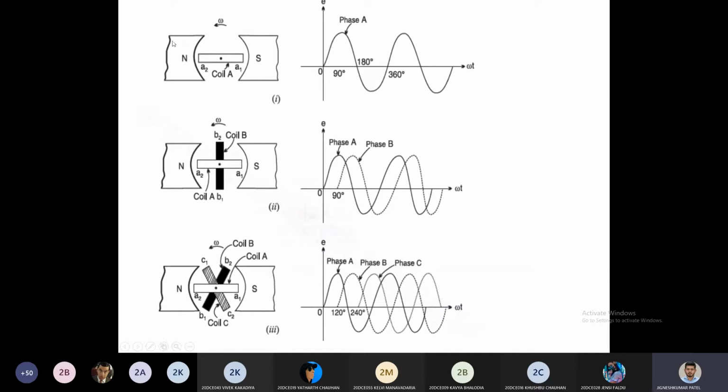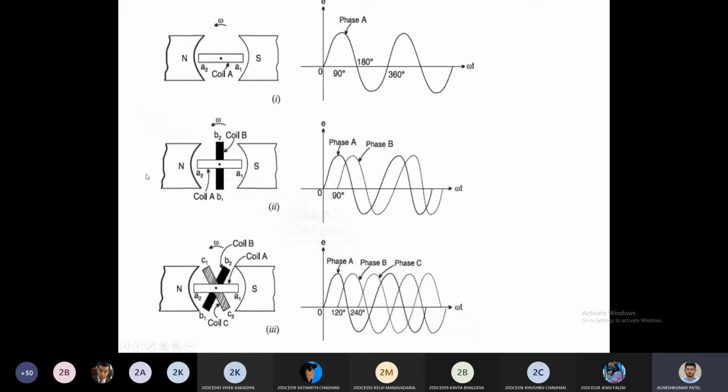This is the example of a single-phase system where you have N, S, and you have one coil like this. Whenever this coil is in this position, it will produce a maximum flux. Sorry, when it's like this, it will produce a maximum flux. When it is at 90 degrees, it will produce zero flux.